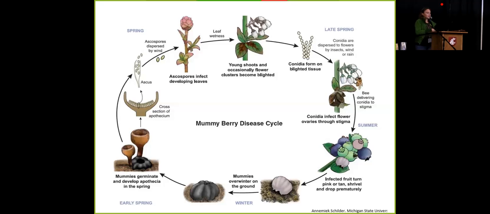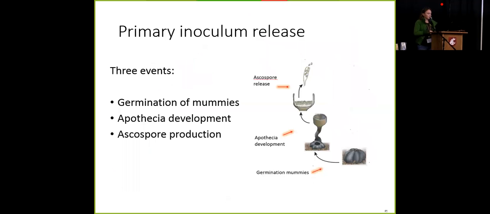So now, looking at this disease cycle, in order to prevent any infection from occurring, the most important step is the primary inoculum release. So this is the event that I chose to focus on to get a better understanding of. Now, this primary inoculum release consists of three major events. So this is the germination of these mummies. With germination, I mean the start that these apothecia start to grow, apothecia development, and the ascospore production.